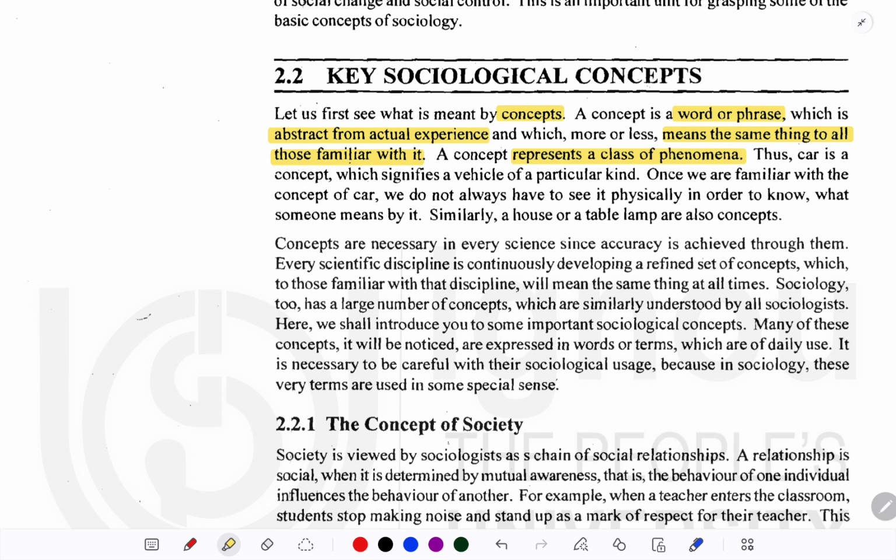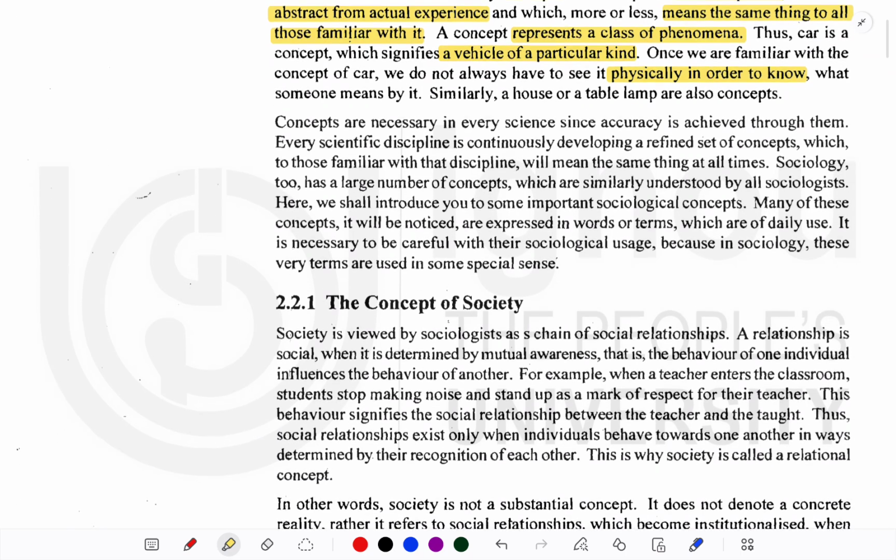Thus, car is a concept which signifies a vehicle of a particular kind. Once we are familiar with the concept of car, we do not always have to see it physically in order to know what someone means by it. Similarly, a house or a table lamp are also concepts. Concepts are necessary in every science since accuracy is achieved through them. Every scientific discipline is continuously developing a refined set of concepts, which to those familiar with that discipline will mean the same thing at all times.